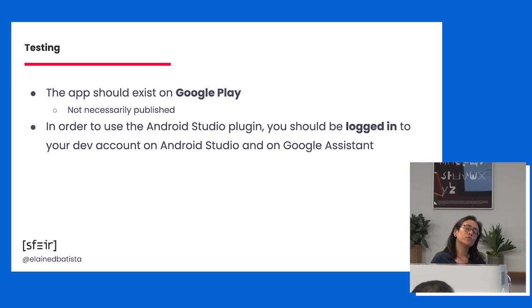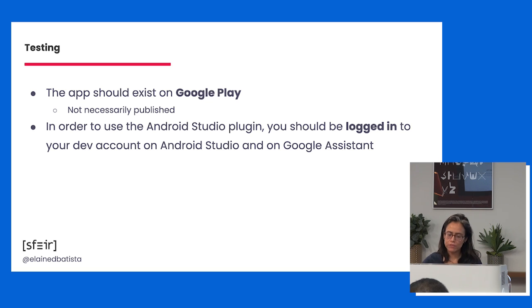But in order for it to work, you have to be logged in on Android Studio and have your app available on Google Play. It doesn't have to be published, you can publish only on an internal track. You have to be logged in on Android Studio, on the Google Assistant on your phone, and on Google Play. All of these three places you have to be logged in with the same account for it to work.